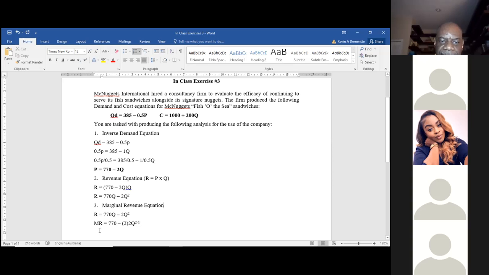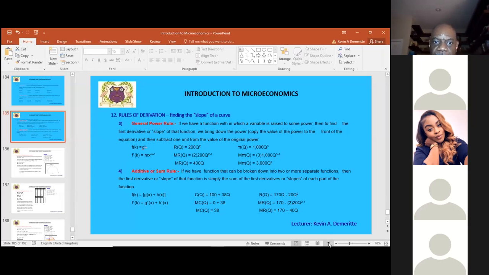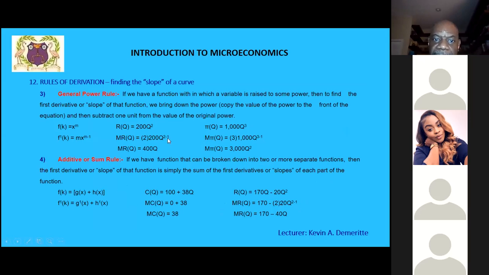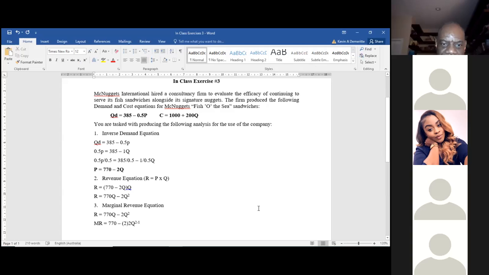Isn't that what they told us to do? You bring down the original power, and then you subtract 1 from it. So let's go back to our notes, make sure we did it right. All right, here it is. Rule number 3 says we had something raised to q squared. So bring down the 2. So we put that in front in brackets, and we subtract 1 from the original power. That's what they told us to do. Okay, so let's go back to our exercise. Right, so that looks about right.